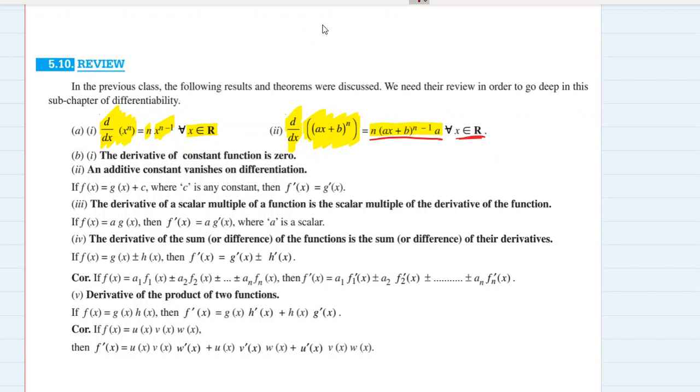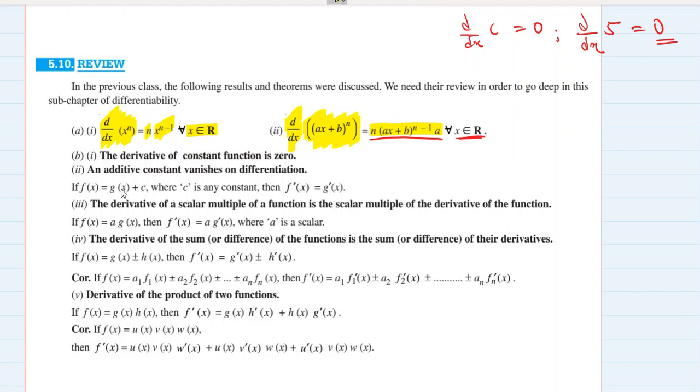I think we have covered chain rule in class 11th. If not, I'm going to give you an example about chain rule as we move ahead in the lecture. Okay, so next one, the derivative of a constant function is 0. d by dx of c is 0, such that d by dx of 5 is 0. Any constant function, its differentiation will be 0.